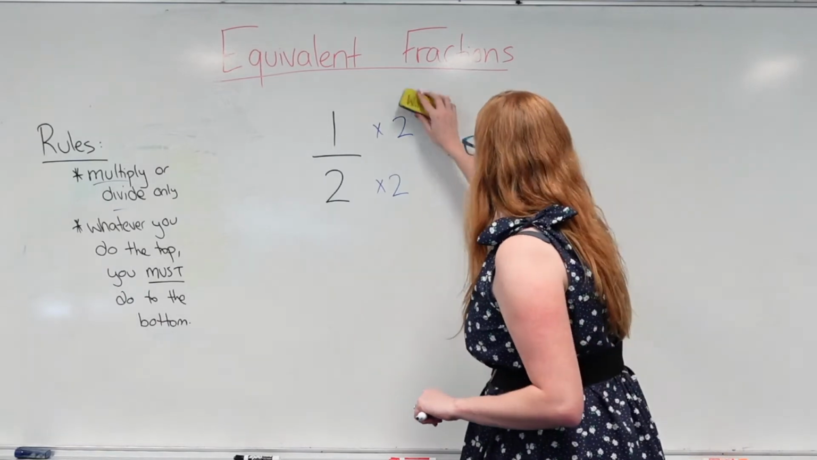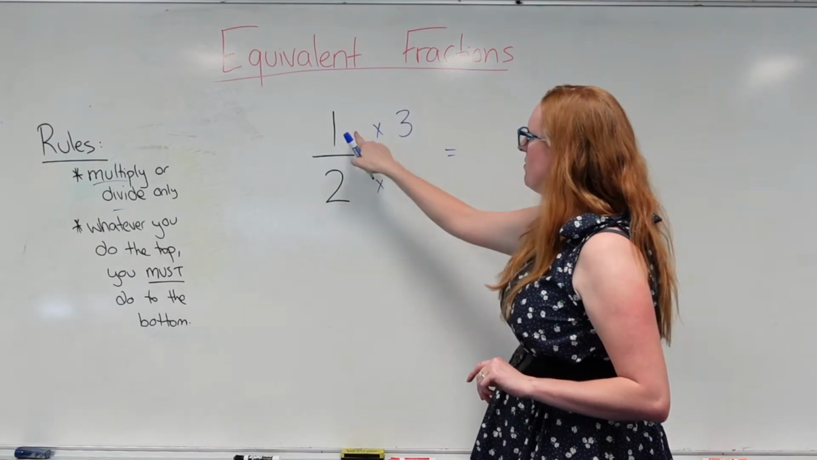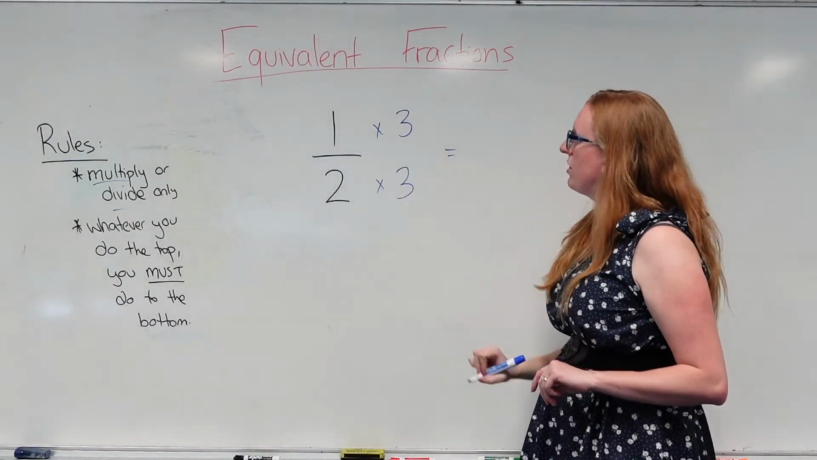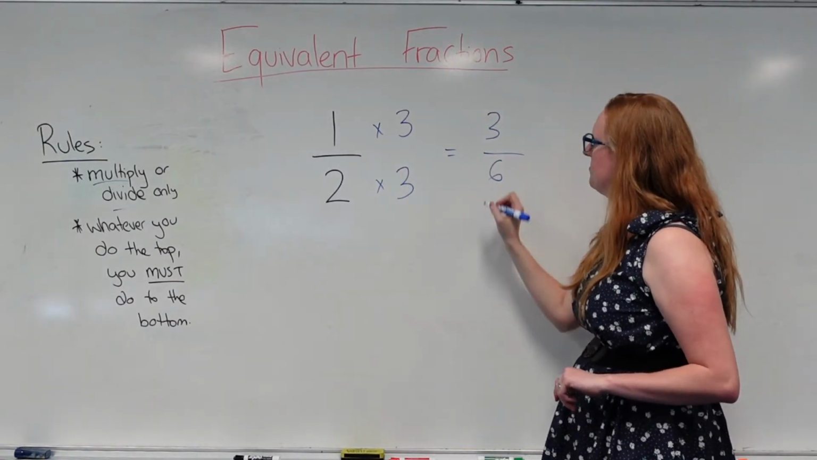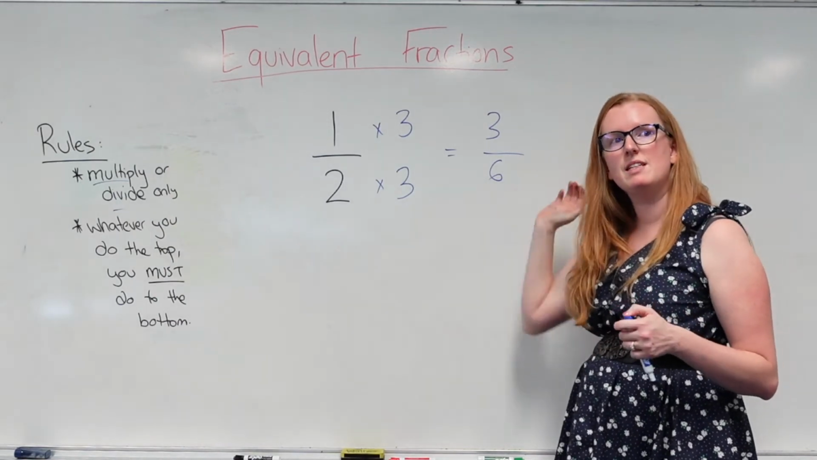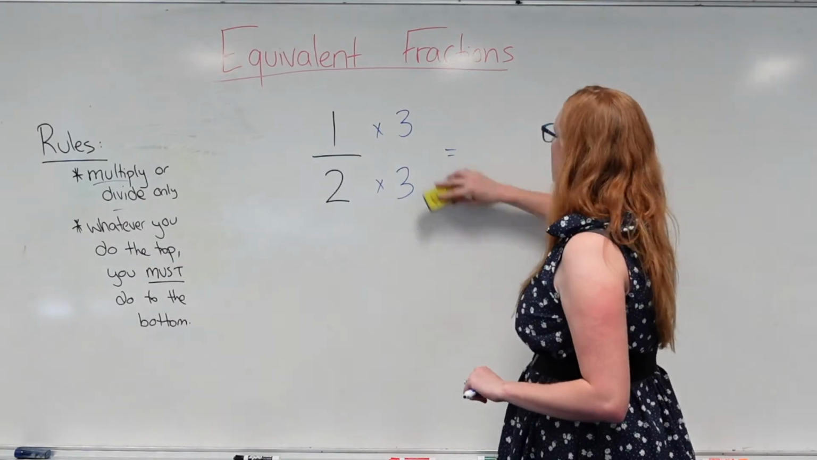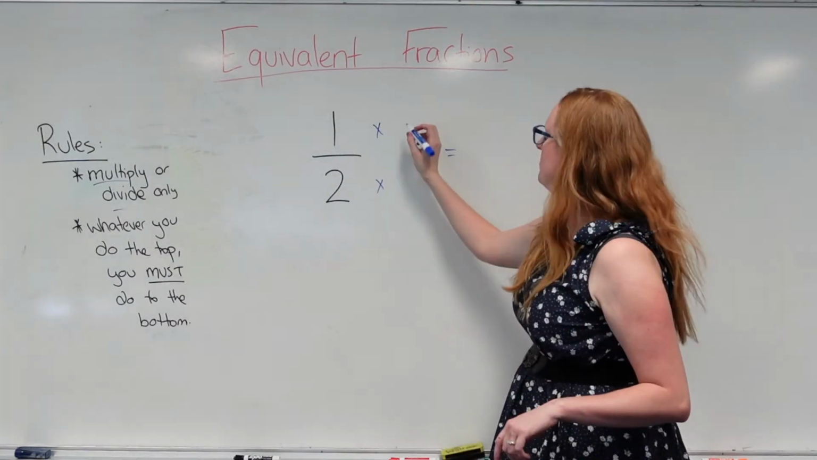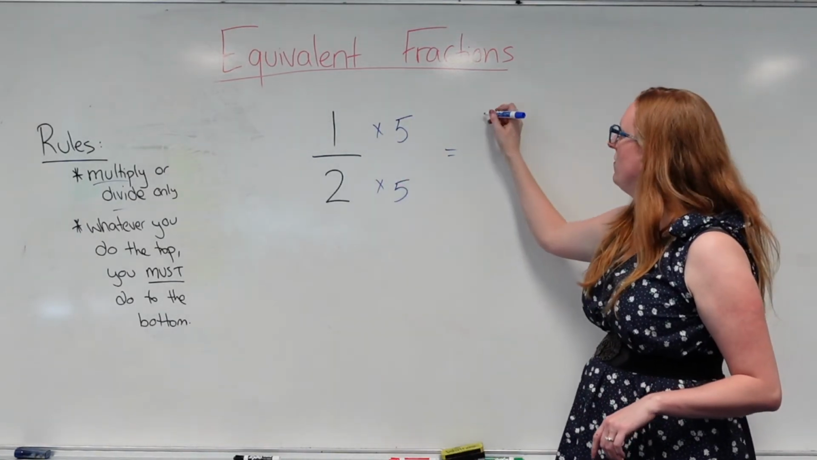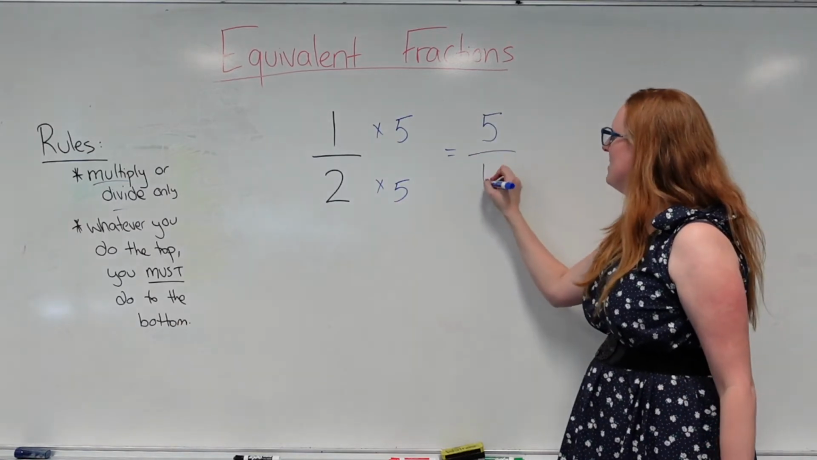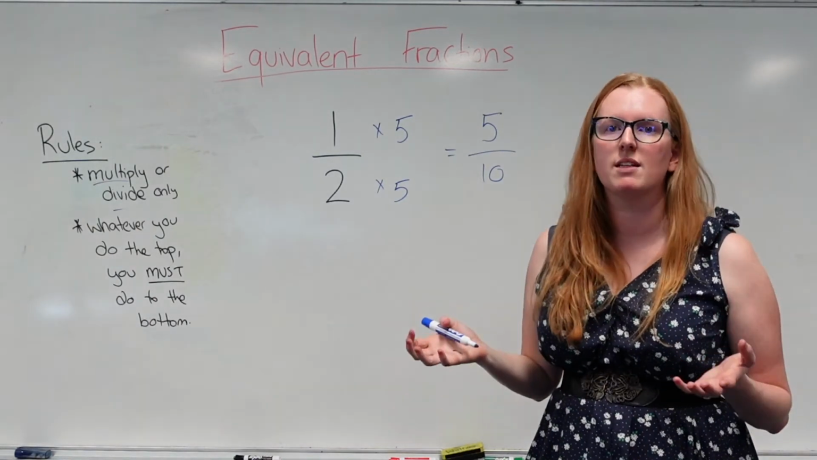Okay, let's try some different numbers. Let's try timesing it by 3. Okay, so if I'm timesing the top by 3, I've also got to times the bottom by 3. So 1 times 3 is 3. 2 times 3 is 6. Awesome. 3 over 6 is the same as a half. All right, let's go to number 5. So whatever I do to the top, I've got to do to the bottom. So 1 times 5 is 5. 2 times 5 is 10. So 5 over 10 is the exact same as a half. It's just another way of representing the same information.